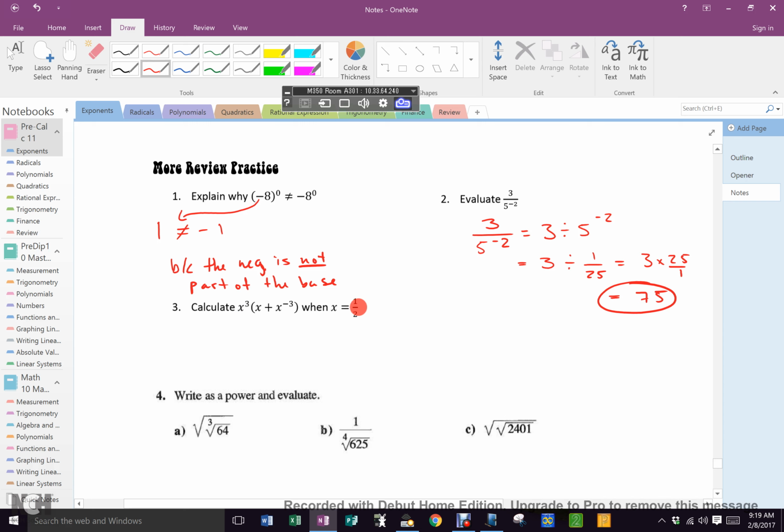Calculate this when you know x. So the first thing to do is simplify, yes? This x goes into the brackets to get me x to the fourth, right? Okay. Plus 3 minus 3 is x to the zero, yes? Plus x to the zero. What is x to the zero? 1. So this is x to the fourth plus 1, right? X is 1/2. So this is 1/2 to the fourth plus 1, which is 1/16 plus 1, which is 1 1/16, or 17/16.